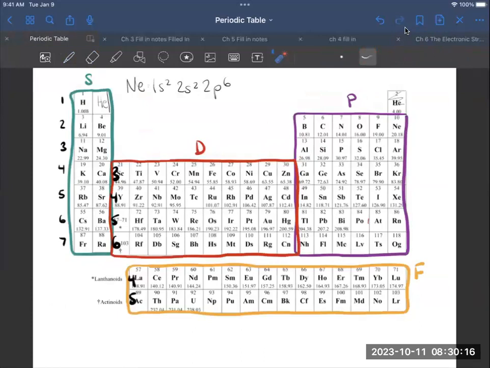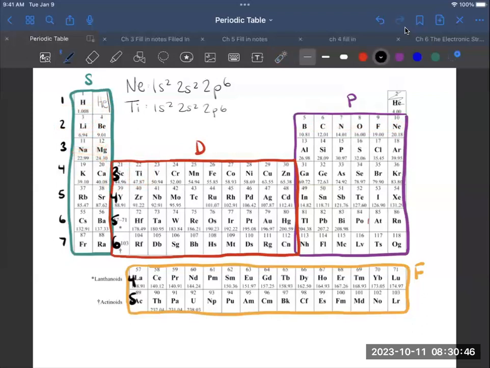Here is titanium. Okay, so here's the deal for titanium. Remember, this section right here belongs to the 3 Ds, okay? So to do titanium, it's going to be Ti. Okay, and then we're going to go through everything and stop at titanium. So it's going to be 1s2, 2s2, 2p6. And after 2p6, we go down to the next row.